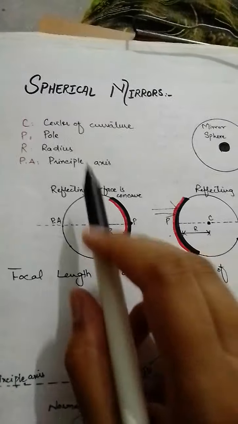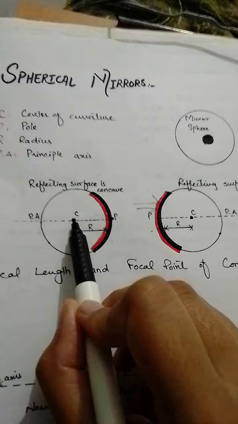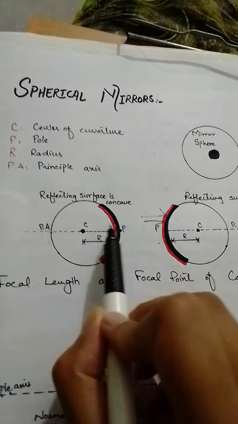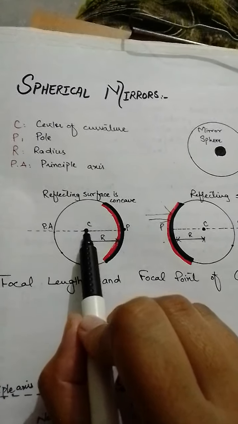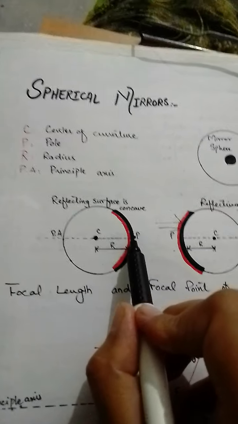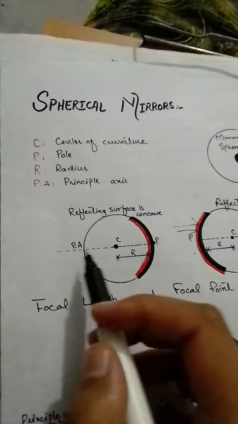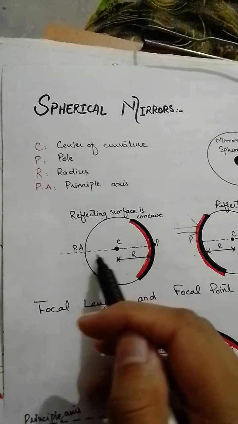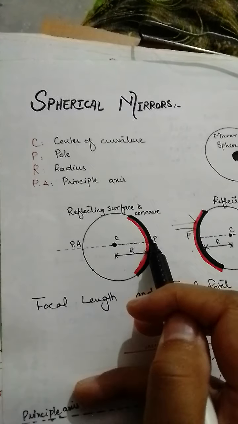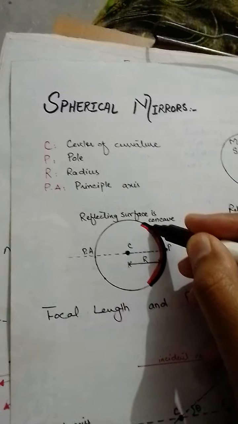Coming to the principal axis. The principal axis is the line drawn from the pole to the center and extended further. So if we just draw a line which cuts this center and extends further, then this line will be called the principal axis. This is the axis which determines the radius at any point.